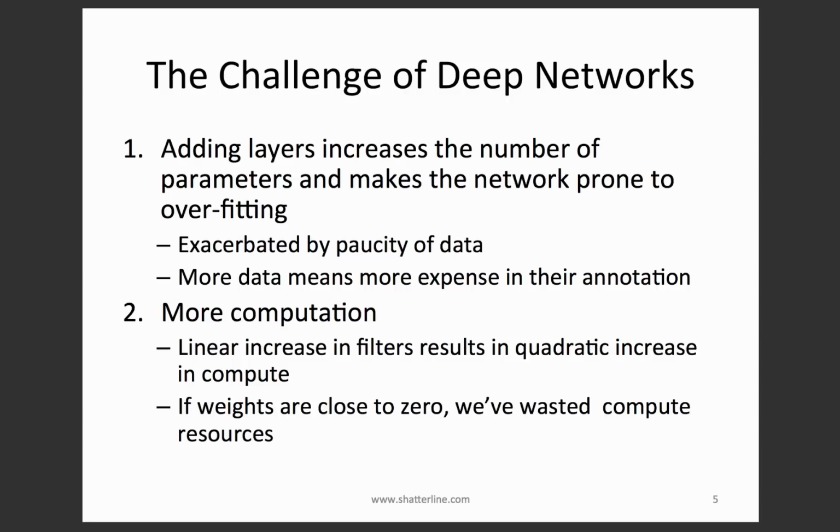Here we highlight the computational and economic challenges of very deep neural nets. Mainly there are two challenges. Number one, adding layers increases the number of parameters and makes the network prone to overfitting. As we are in the supervised learning domain, the larger networks need more data, and even with data augmentation techniques, the amount of data may not be sufficient. Of course, gathering and annotating more data will be expensive. Second, deeper networks lead to a computational explosion. A linear increase in filters results in a quadratic increase in compute. Also, if weights are close to zero, we wasted compute resources.